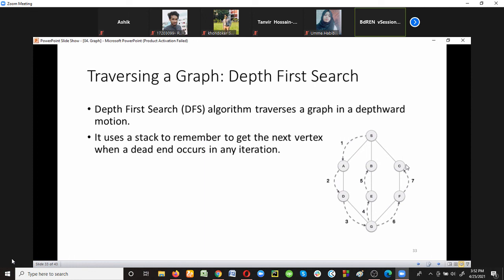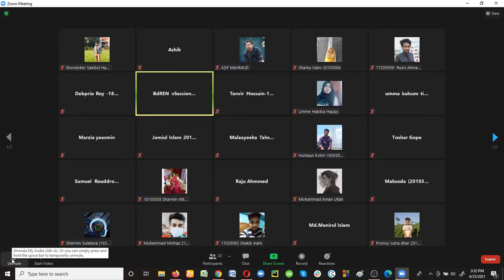In the next class, we'll discuss some other topics, that is spanning tree or minimum spanning tree, and some algorithms for solving the minimum spanning tree problem.